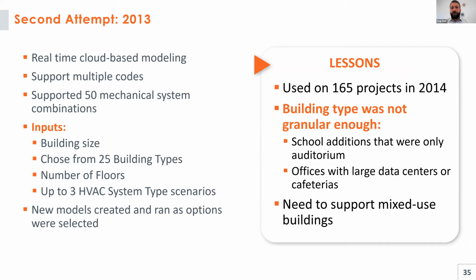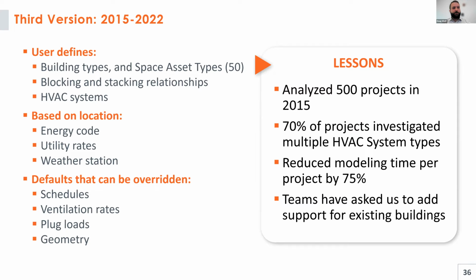The biggest hangup that we learned was that to model a building type was not granular enough. We all can think of an office building. An office building is an office building, right? Well, not really. The more projects we started to do, every building is kind of its own little unique thing. Offices that have large data centers or large cafeterias in them, or a school project that you may call a school, but is really just an auditorium. So we needed to be more flexible in how we did our modeling. And that led us to our third attempt, which we've been developing and continue to build on today.